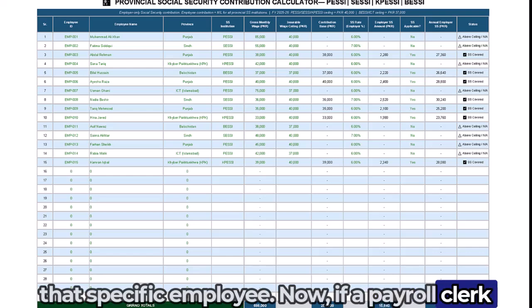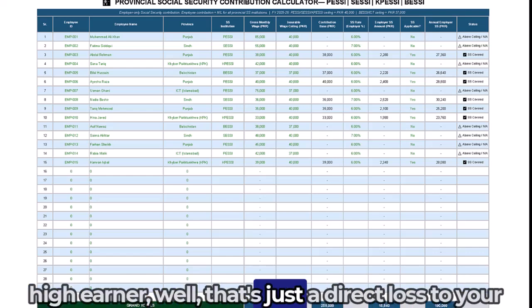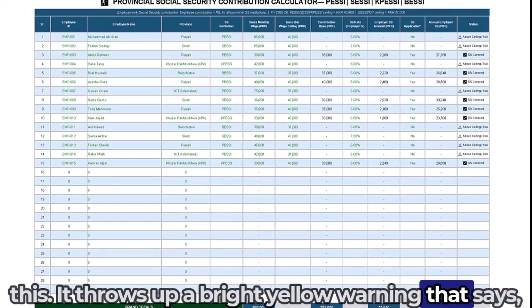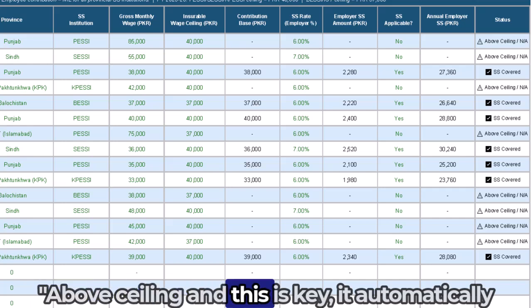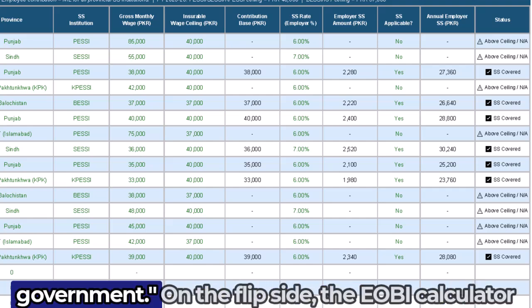Now, if a payroll clerk accidentally tries to pay Social Security for that high earner, well, that's just a direct loss to your company's bottom line. So the simulator catches this, it throws up a bright yellow warning that says "above ceiling," and this is key, it automatically zeroes out the liability in the black formula cells, so there's absolutely no way you overpay the government.